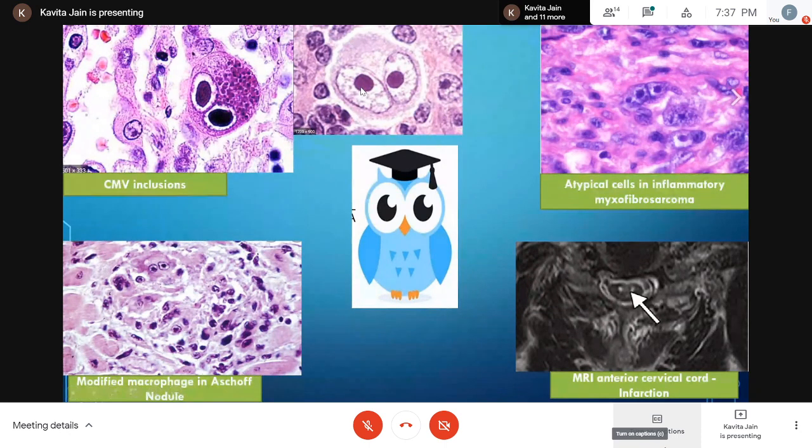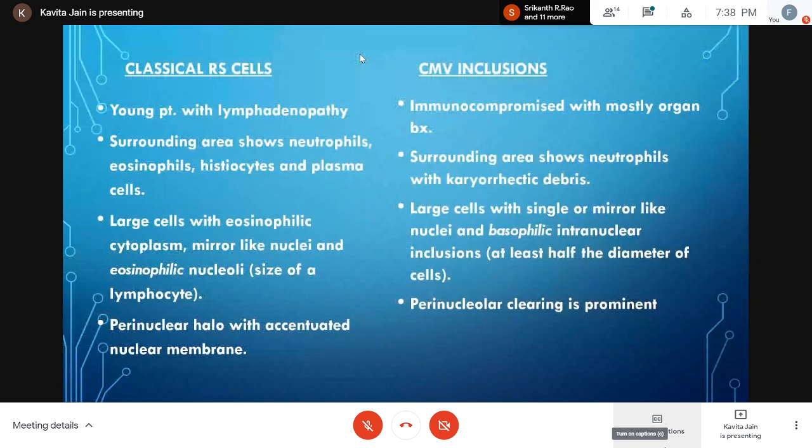Whereas the RS cells have a prominent nucleolus, and the nucleolus is mostly the size of a large lymphocyte. And we don't see any typical or prominent perinuclear clearing. Apart from the morphology, the cells can be big, they can be small. It's difficult at times to differentiate on the basis of the size. But the very characteristic feature of CMV inclusions is the basophilic granular inclusions in the cytoplasm, which we do not see in RS cells. So I have tabulated the differences, and of course, these are all which I enumerated.